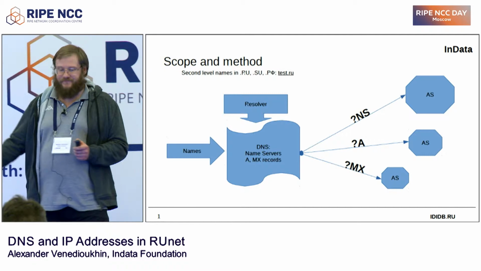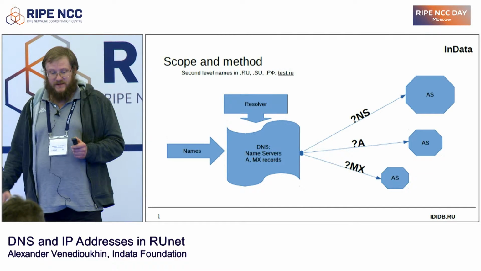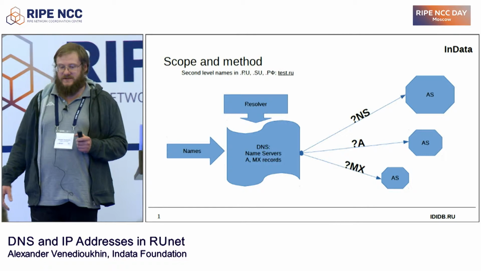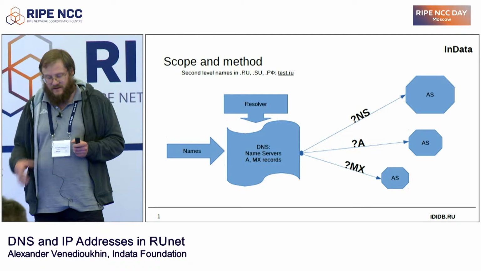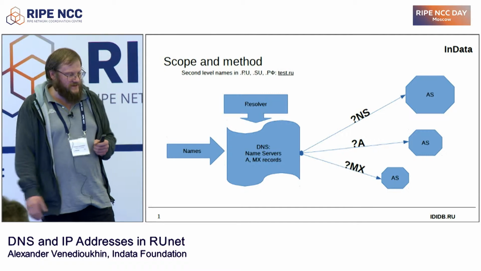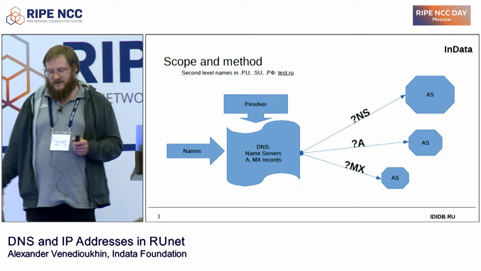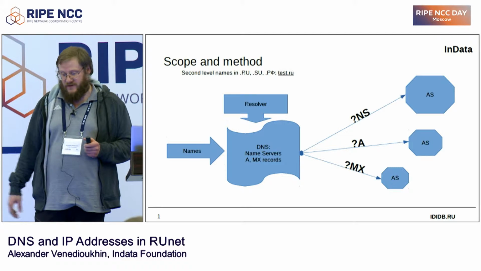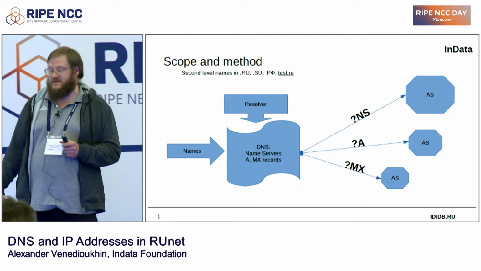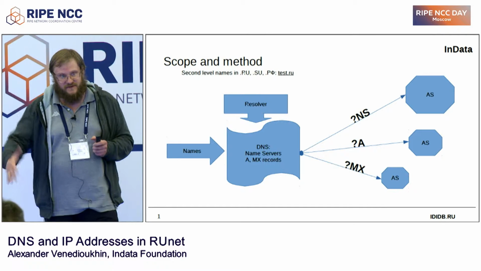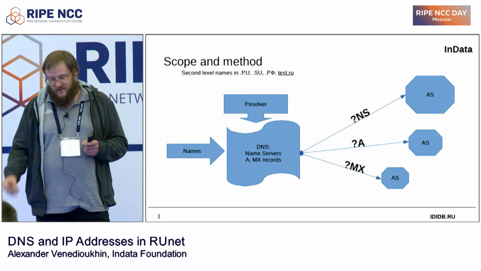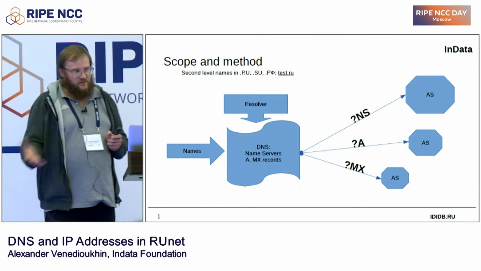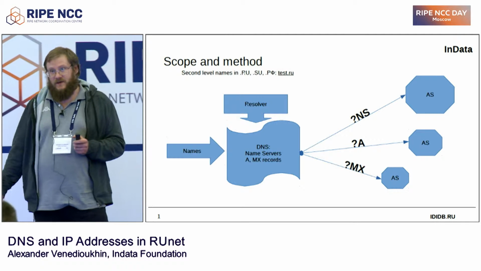So what we study, I don't want to explain what DNS is. I'll just remind you that in every domain zone, we have such a thing as the authoritative name server. It's a server that contains information about the names and is authorized to answer requests for the names. We find such authoritative servers for the second level names in .ru, .su, and .rf. So we find those NSs, name servers, and we retrieve A records.